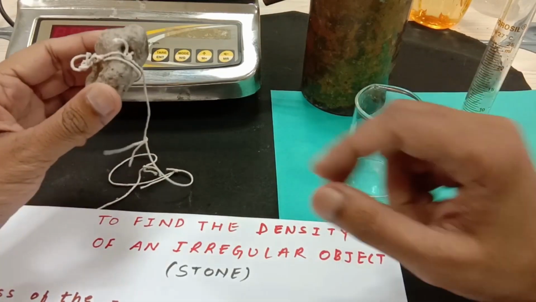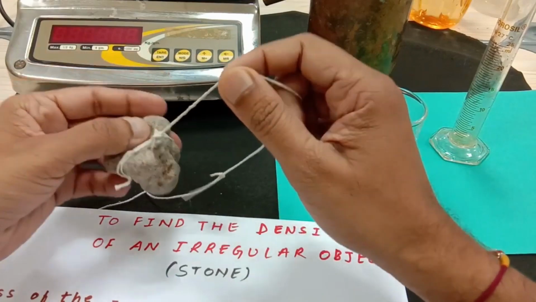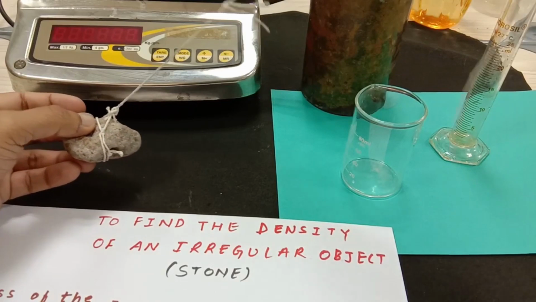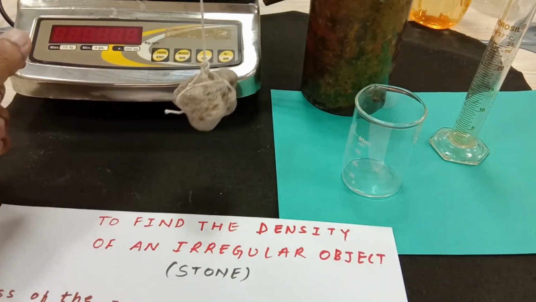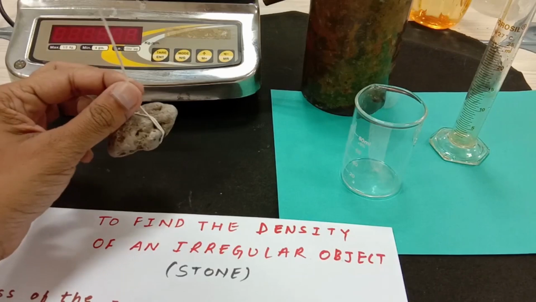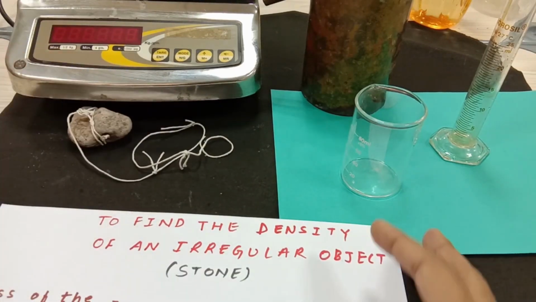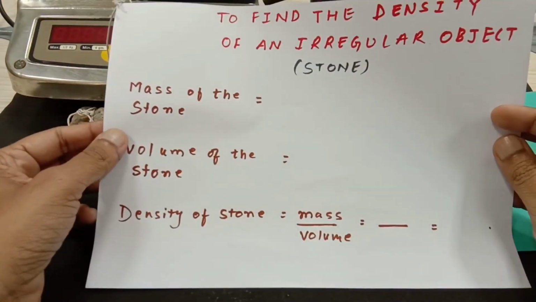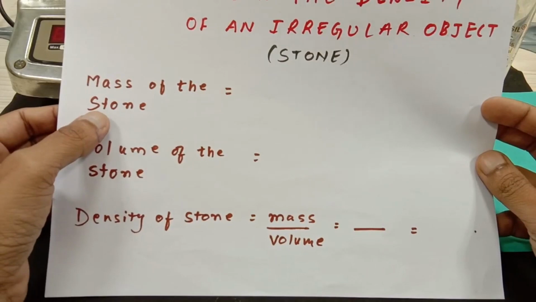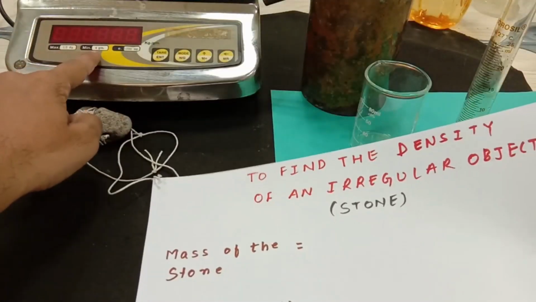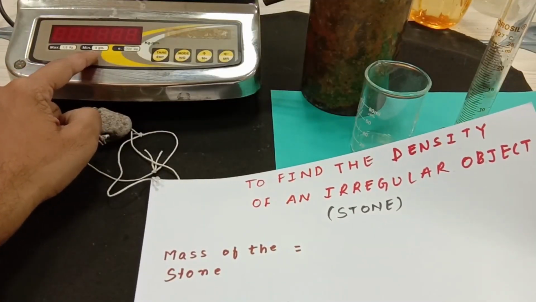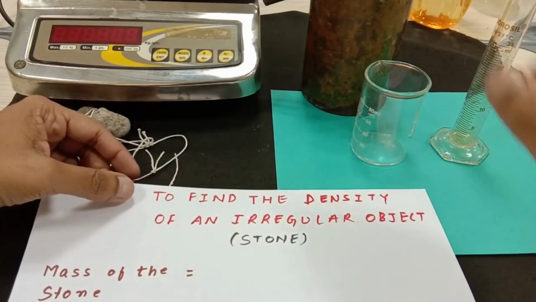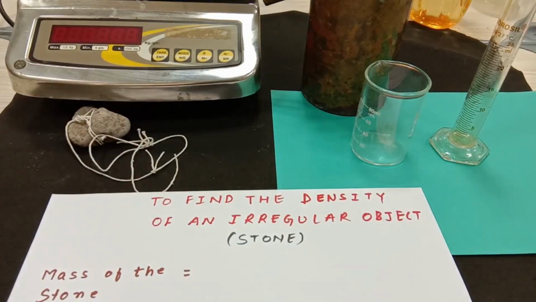What I have done is I have tied this stone with a very thin thread, and now I would be gently lowering it inside the water in the Eureka can. The formula used in this experiment is very easy, people. So we know that density is equal to mass upon volume. I would be finding the mass of the stone with the help of this electronic beam balance, and the volume shall be measured with the help of the Eureka can. So let's begin the experiment.